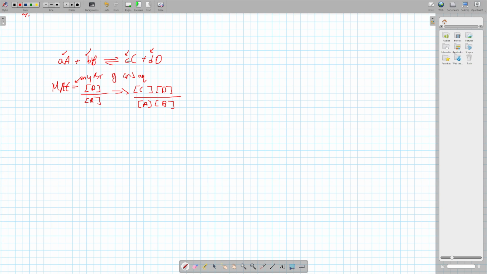So for C, what's the coefficient of it? Small c, so this becomes this. D, what's the coefficient? Small d. What's the coefficient of A? Small a. B, small b. Okay, you'll understand more when we get into the questions. Okay, just remember this is only for gases and aqueous. This is also called K equilibrium, which stands for equilibrium constant. Okay, equilibrium constant.